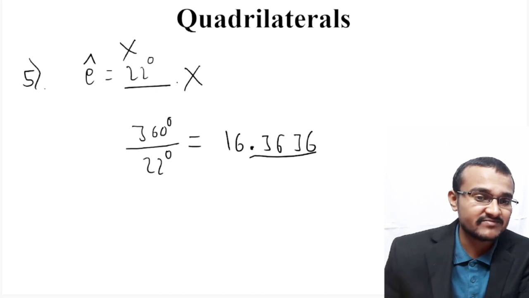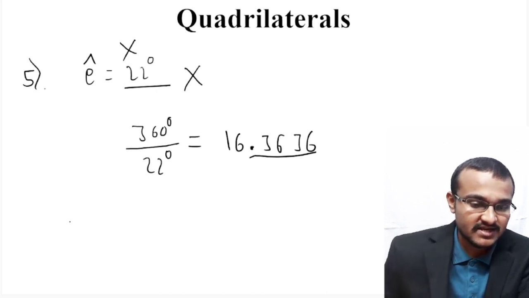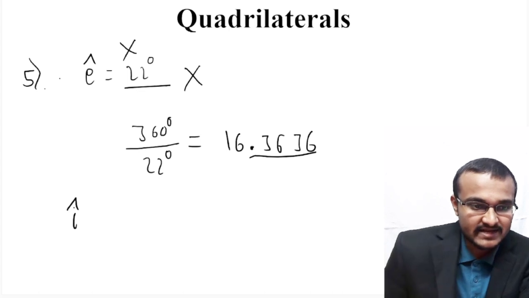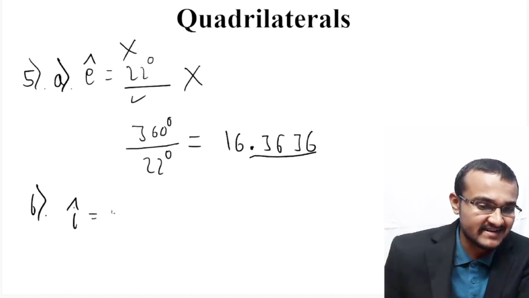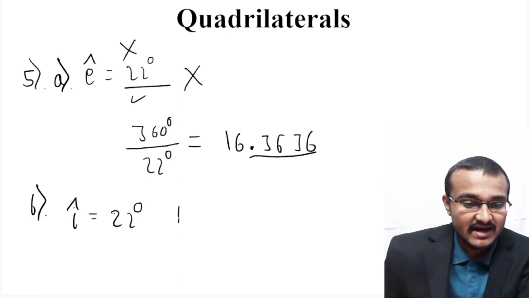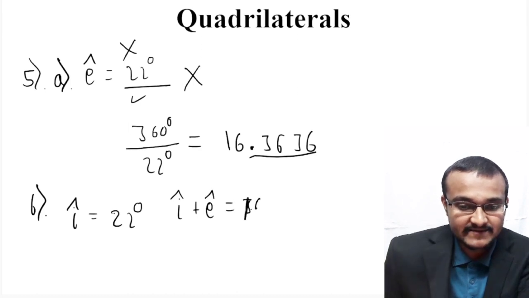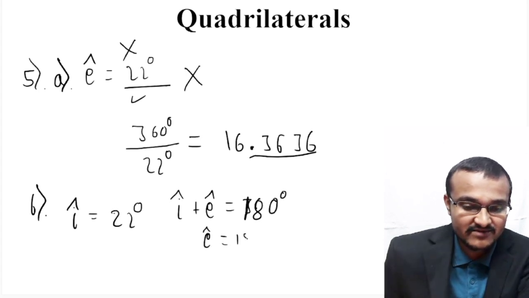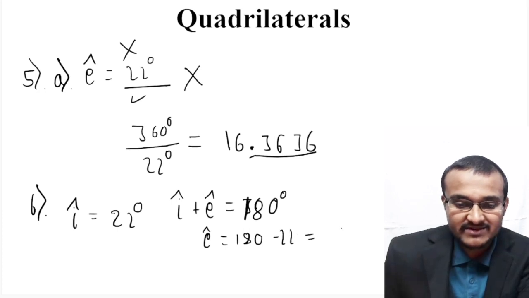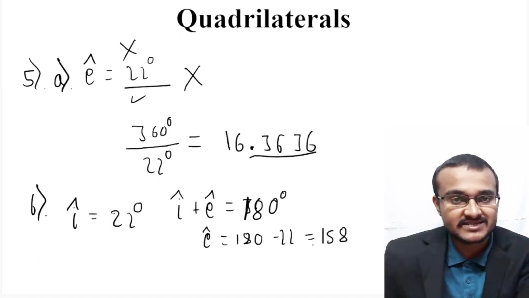So now they are asking, can it be an interior angle as well? There are two problems in this fifth question, A and B. Coming to the B problem, they are asking if the interior angle is 22 degree, can it be a regular polygon or not? If the interior angle is 22 degree, then I plus E, that is interior angle plus exterior angle, is equal to 180 degree. So the exterior angle will be 180 minus 22, which is 158. So now you have 158 as your exterior angle.